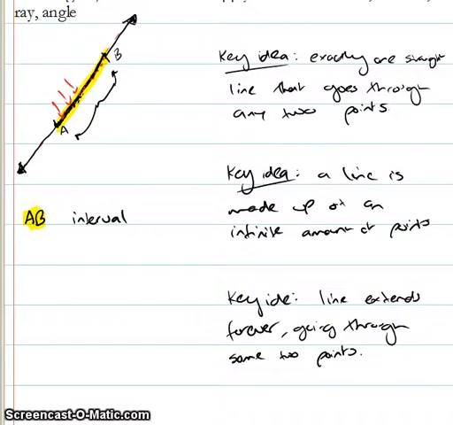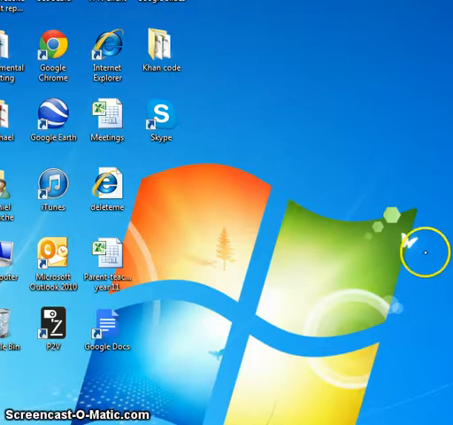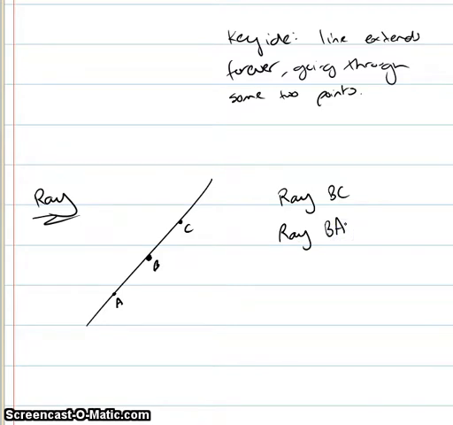Now we're going to look at another definition, which is a ray. So I'm going to draw a line with a few points on it: A, B, and C. And I'm going to look at the ray BC and the ray BA, and we're going to look at these examples to try and see what a ray is.